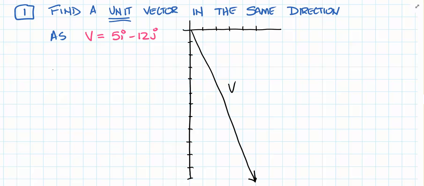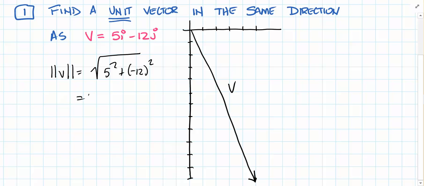So remember how to do this? The magnitude of this vector is equal to the square root of its components squared. So 5 squared plus this negative 12 squared. So this is looking like the square root of 25 plus 144. So this is looking like 169. Oh yeah, awesome, 13. Right? So this magnitude is 13. The vector has a magnitude of 13.